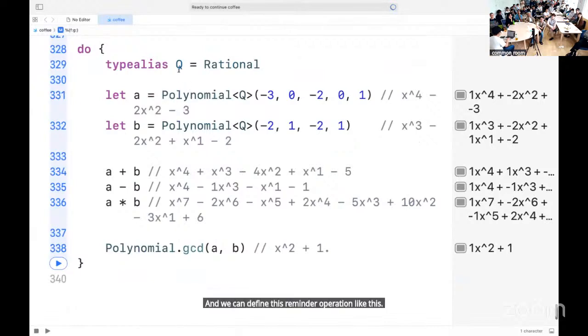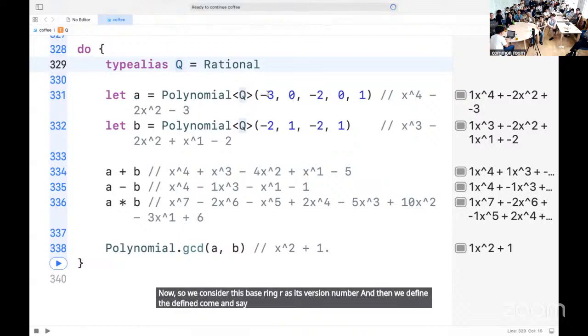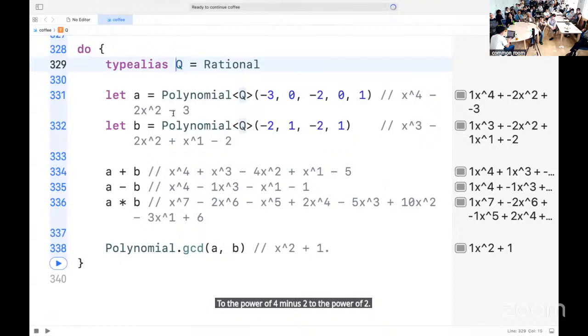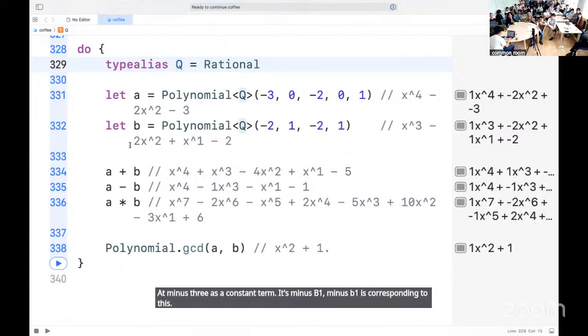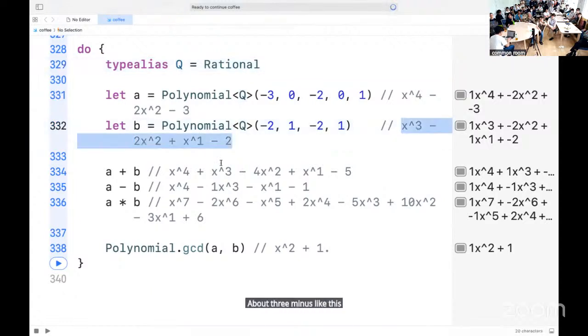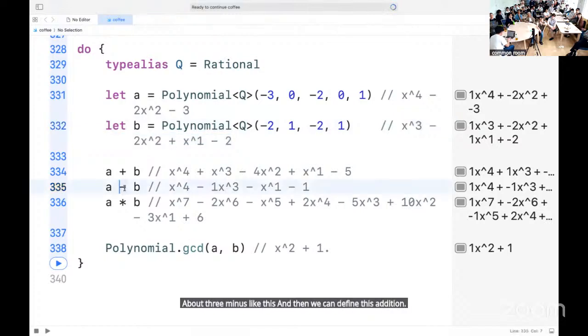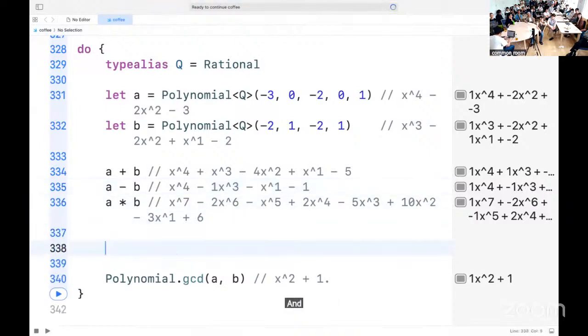Now, we consider the base ring R as the rational numbers, and then we define these elements A and B. Here -3, 0, -2, 0, 1 corresponds to the coefficients from the lowest degree. So this corresponds to x to the power 4, -2 x squared, and -3 as a constant term. Similarly, -2, 1, -2, 1 corresponds to x to the power of 3 minus and so on. Then we can define addition, subtraction, and multiplication.